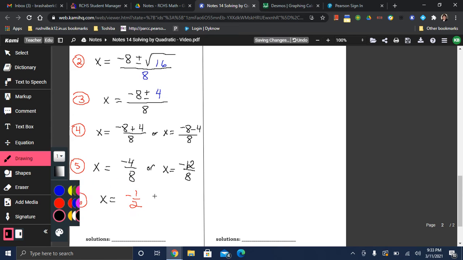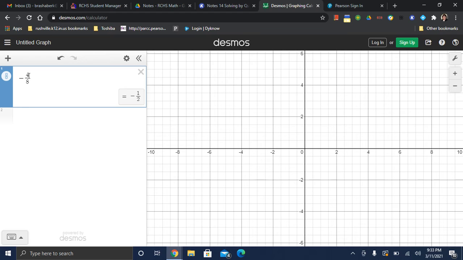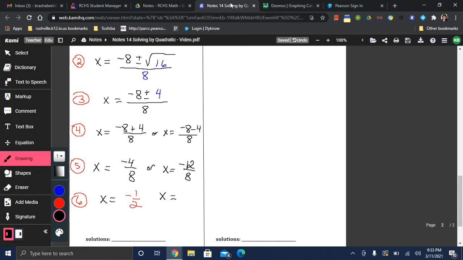And then you have your other one, x equals. And again, if you're not good at the fractions, use Desmos. So it's negative, and then on top you had 12 over 8. And because I told it to be a fraction, it gave me this answer. So negative 3 over 2. And that is your other answer of negative 3 over 2.